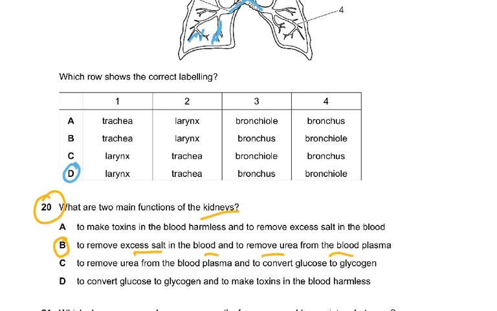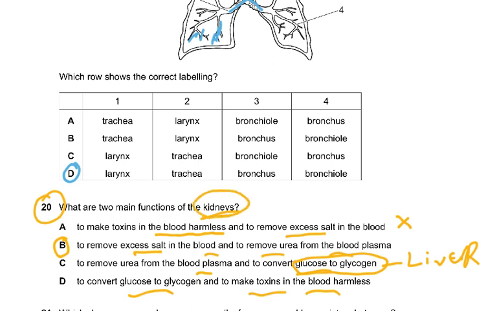Okay, why is A wrong? To make toxins in the blood harmless and to remove excess salt in the blood. Well, the toxins part is wrong. To remove urea from the blood plasma and to convert glucose to glycogen. Now that happens in the liver. Glucose is converted to glycogen in the liver, not in the kidney. So that is the first thing you have to realize. We're talking about the kidney, not the liver. If a child is not very clear on the kidney and liver functions, then he or she could get this wrong.